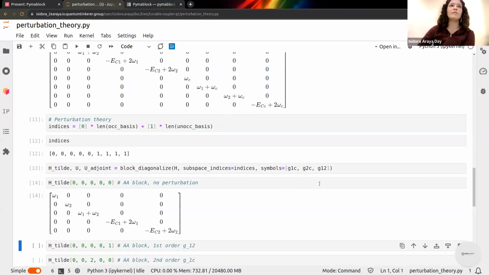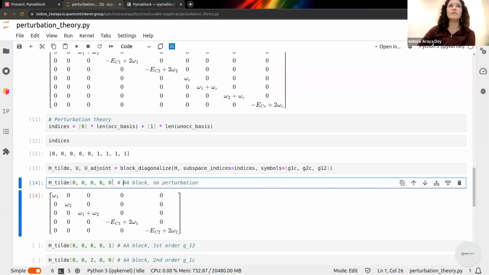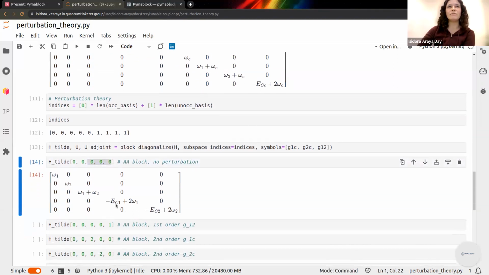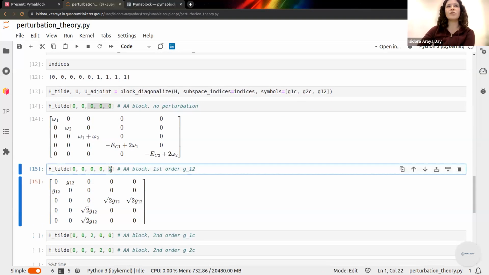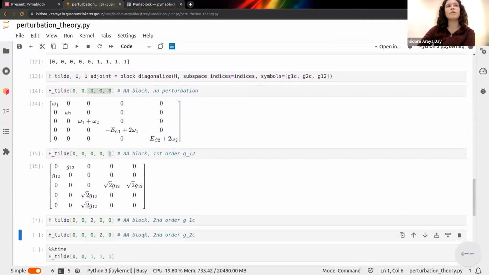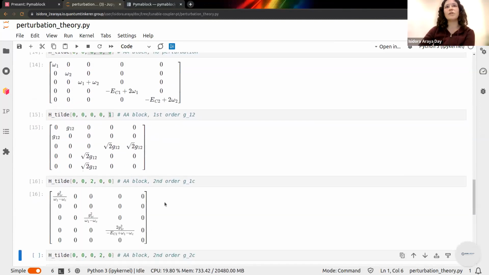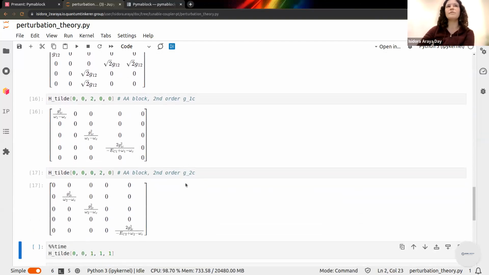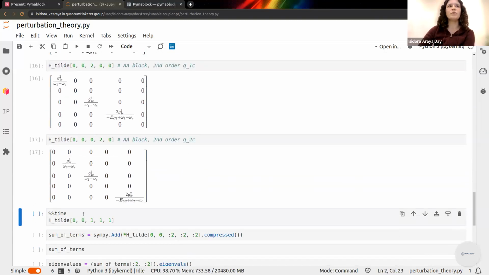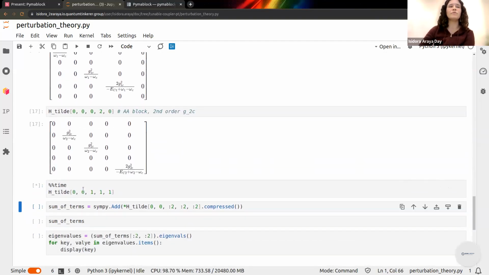And now we can request different orders. So this is now the low energy subspace, no perturbation. And then we can start computing the first order correction on G12. Let's say this one would be the second order correction in G1c, and then so on, like we did before. So yeah, we can compute different terms.